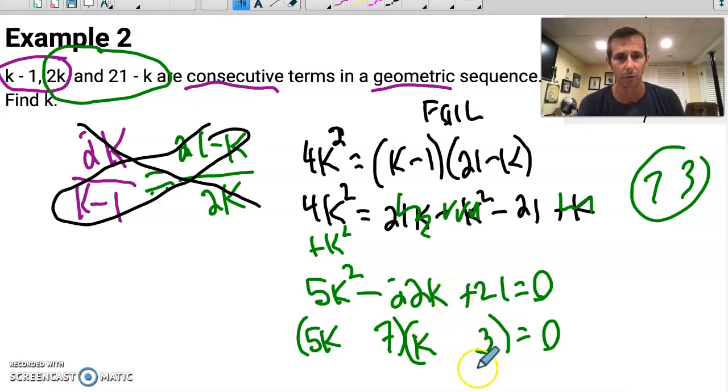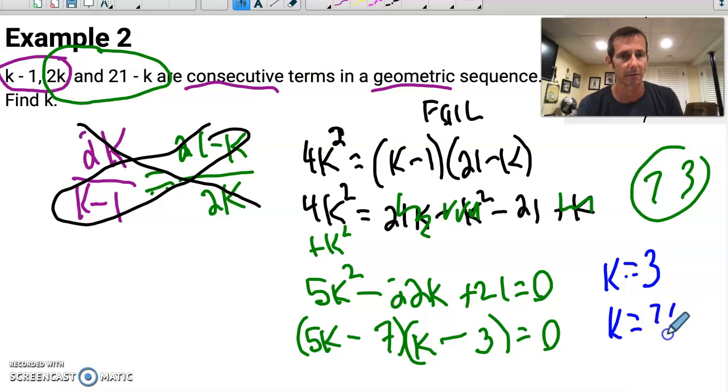And so if I go 3 times 5, that's 15. And this is going to give me 7. And 15 plus 7 can give me 22 if I make them both negative. So I guess luck is a lucky guess. And so I have 2 possible answers. What would make this 0 would be if k were equal to 3. And what would make this 0 would be if k were equal to 7/5.